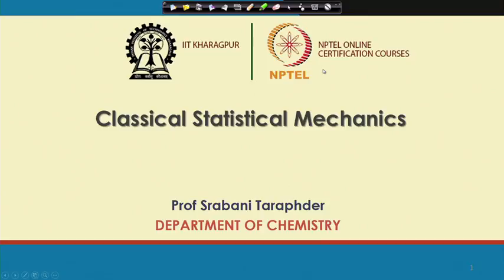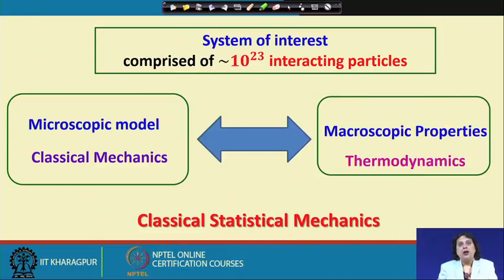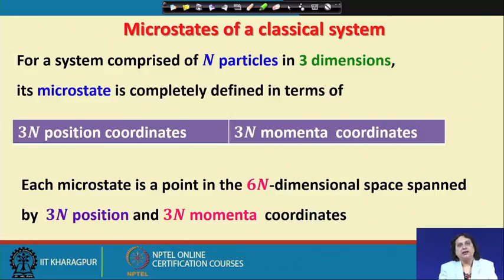Welcome back. Let us continue our discussion on classical statistical mechanics, where we have already mentioned that our system of interest is comprised of 10 to the power of 23 interacting particles. For such systems, we are interested in describing the microscopic model in terms of classical mechanics and then connecting them to the macroscopic properties through the formulation of classical statistical mechanics.